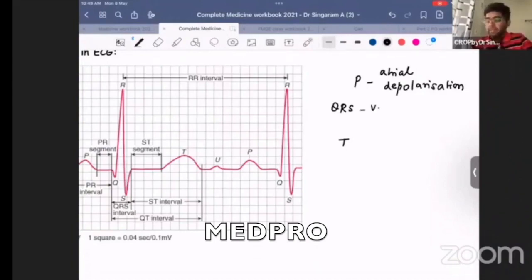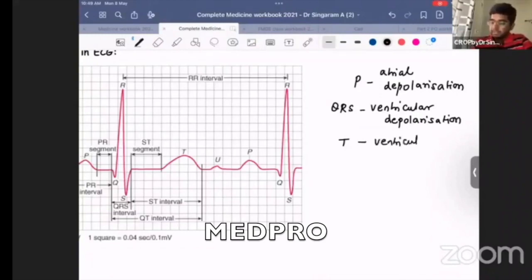QRS is representing ventricular depolarization. Ventricular depolarization. Then what does T represent? T is representing ventricular, yes, ventricular repolarization. Ventricular repolarization. So P wave is atrial depolarization, QRS is ventricular depolarization, and T wave is ventricular repolarization.